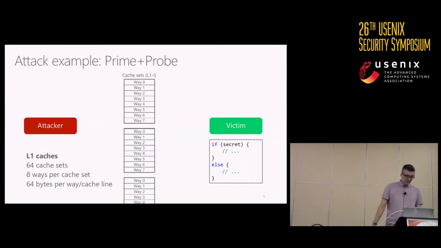Let me give you a very brief example of a typical cache side channel attack. I'm sure this is probably not new for you, but just to set the scene. A common attack is prime probe. In this example, we have a victim on the right side and an attacker on the left side, and they both share an L1 cache. These are two corresponding hyperthreads. The victim is running some simple code, an if-else branch on a secret variable, and the attacker wants to learn the secret. So what does he do?